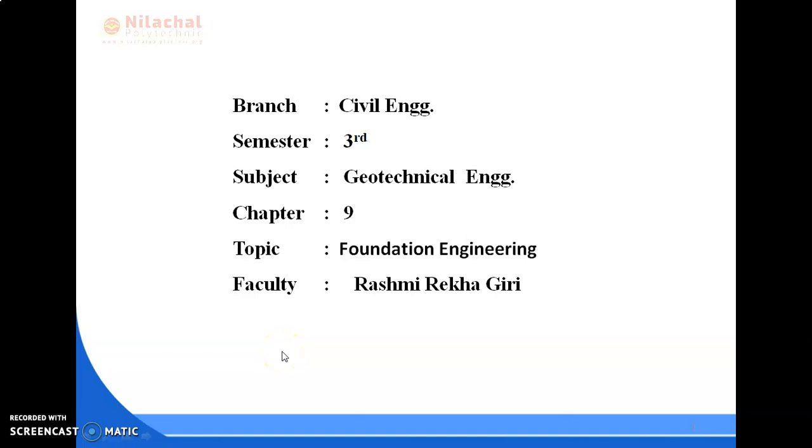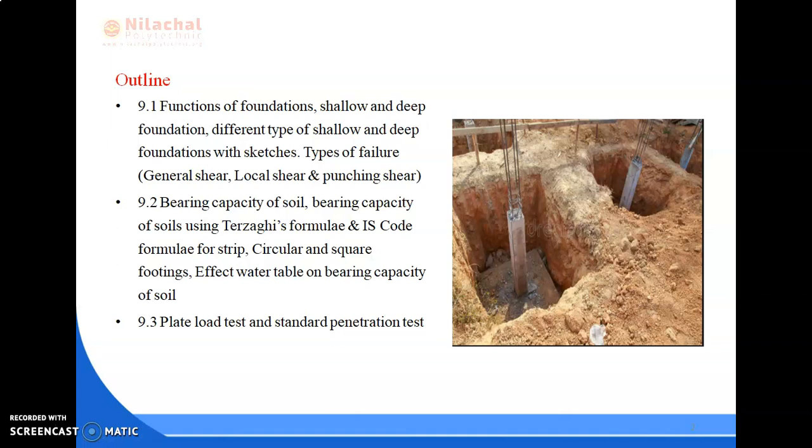Hello everyone. We are going to start the last chapter of the geotechnical engineering subject. This is chapter 9 and the name of this chapter is Foundation Engineering. This is the outline of this chapter.